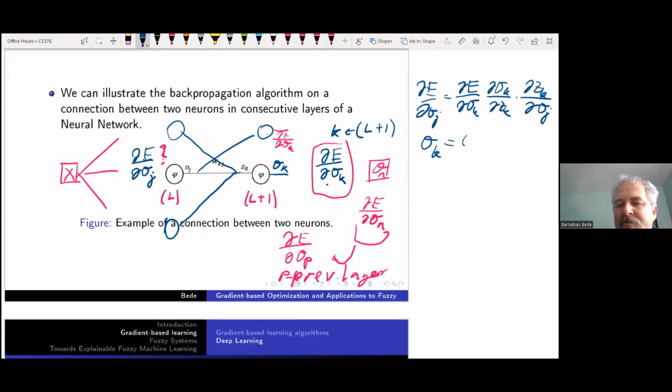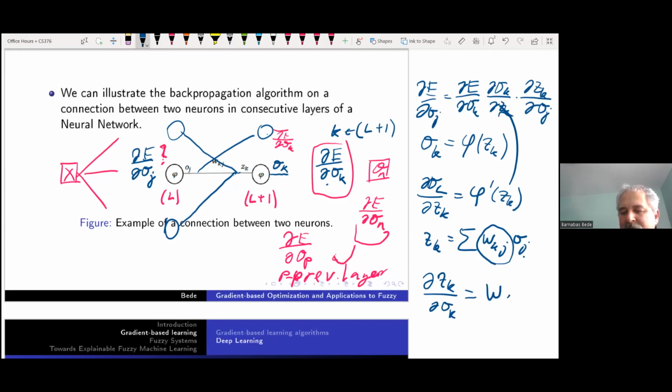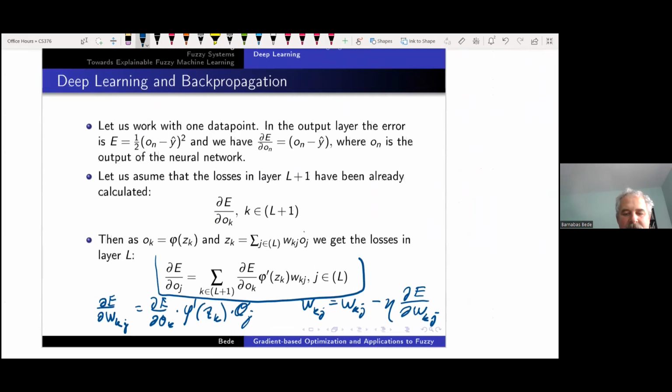And now I'm going to calculate all of them. I know that OK is phi of ZK, then del OK del ZK is going to be the derivative of this, phi prime of ZK. So that goes here. ZK, I know, is going to be the sum of all WKJ OJ terms. And now I'm taking the derivative of ZK with respect to OJ. When I take the derivative of ZK with respect to OJ, the derivative is going to return this coefficient WKJ. So therefore, del ZK over del OJ is going to be just WKJ.